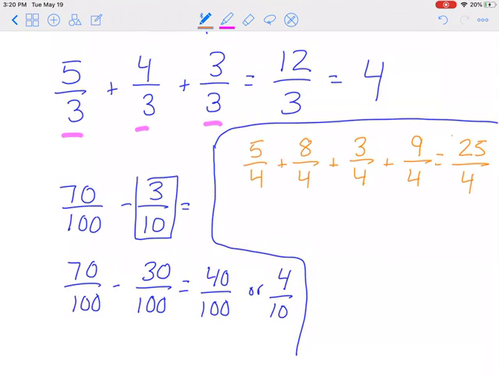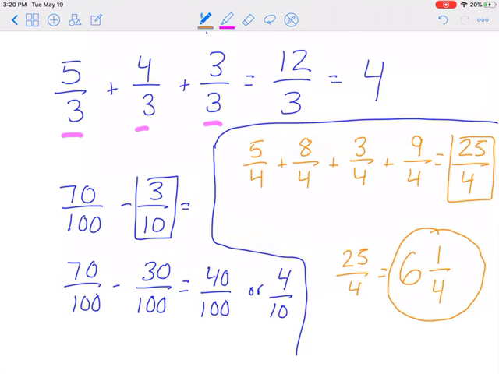25/4. So now I have to change this number to a mixed number. What is a multiple of 4 that gets me close to 25? Well, I know 4 times 6 is 24. So 25 minus 24, you're left with 1. So 25/4 can also be written as 6 1/4.